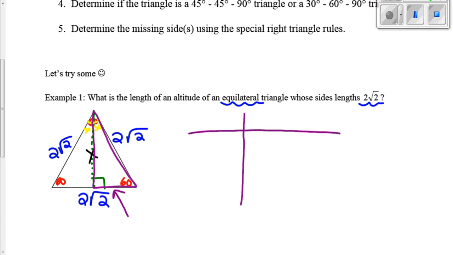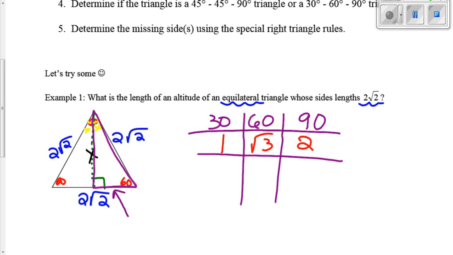So since we said 30-60-90, let's go ahead and fill her in. 30-60-90s: 1, square root 3, 2. That is something that you should just have memorized. So now I'm going to fill in the pieces I know. Start with your x. My x is this side, directly across from the 60-degree angle, so that's going to go down here. Now, I also know the length across from my right angle is 2 radical 2.